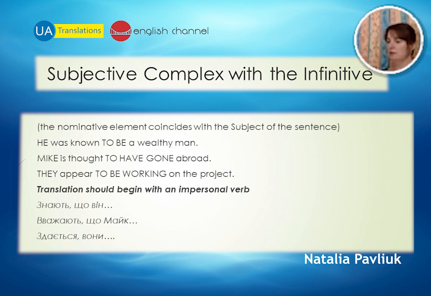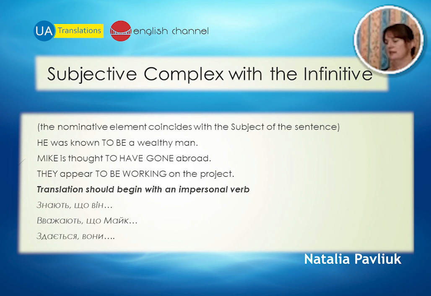He was known to be a wealthy man. "He, to be a wealthy man" is the complex. He is the subject of the sentence as well, and "was known" and the rest is the predicate. So the infinitive is the nominative part of the predicate. Mike is thought to have gone abroad. "Mike to have gone abroad" is the complex. They appear to be working on the project.